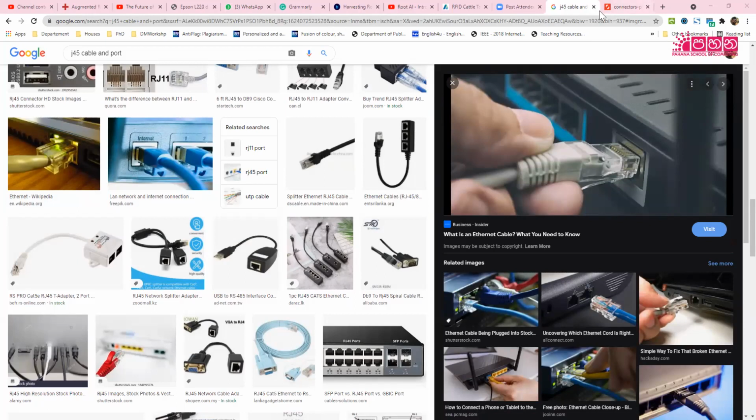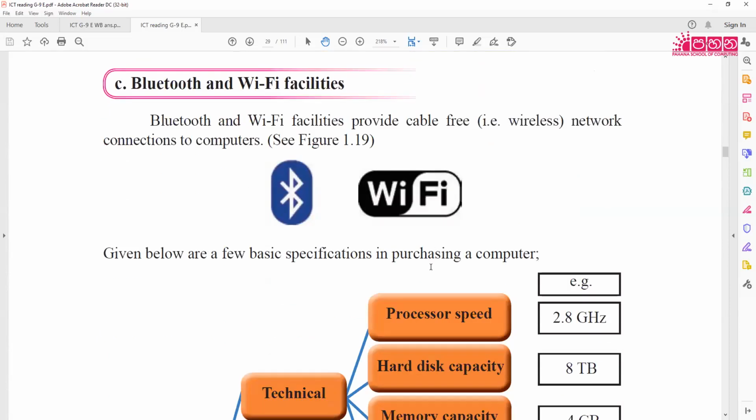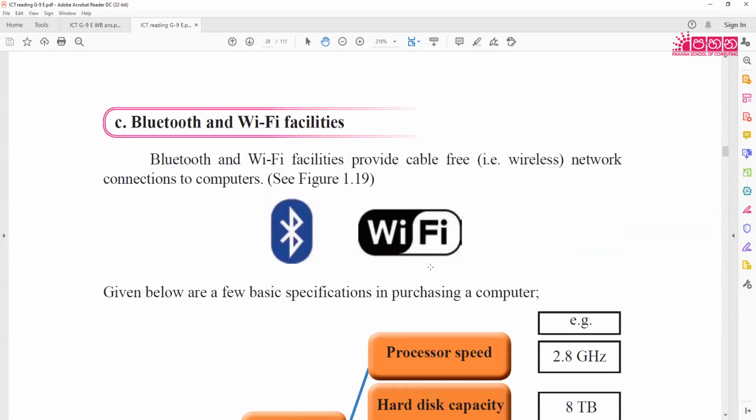So let's get back to the textbook again. You should identify this symbol. It's a network port. Now nowadays we have wireless connections. So there are different technologies used. I hope you already know this symbol, Bluetooth. I heard somewhere this symbol contains B and T, for Bluetooth. Maybe you can search on the internet. Or else, most of the time we will have Wi-Fi. These technologies are used to connect wireless networks.